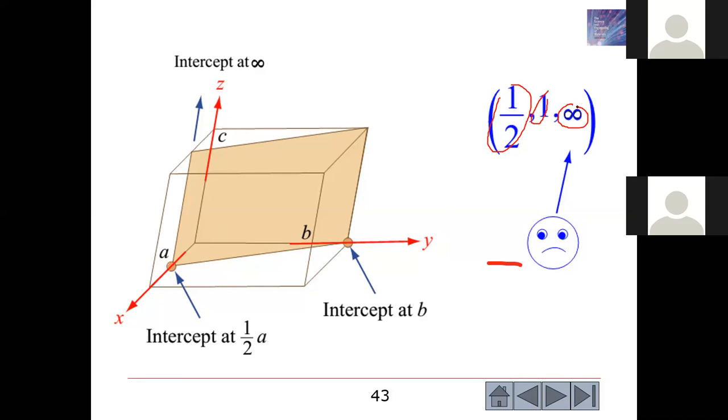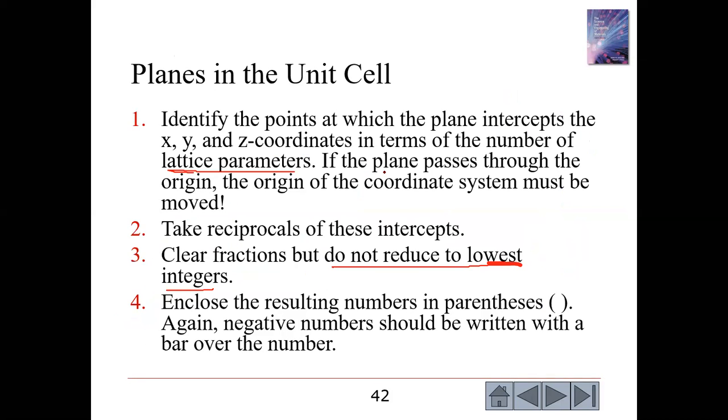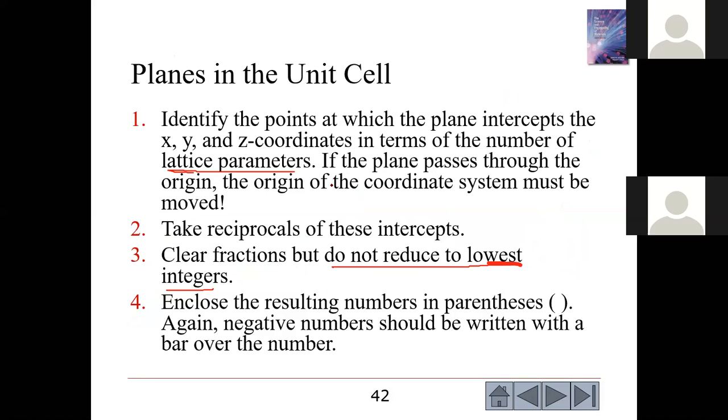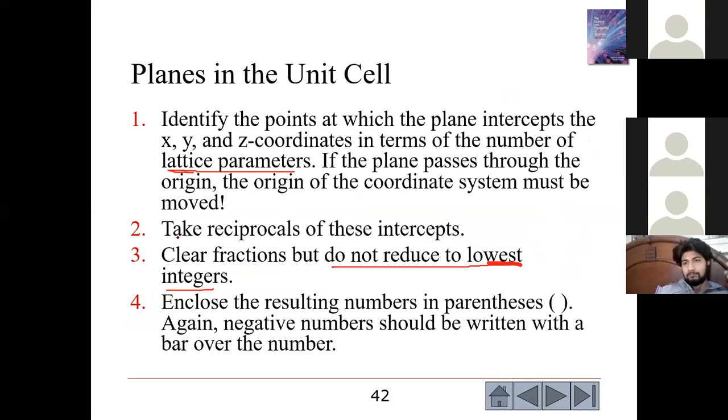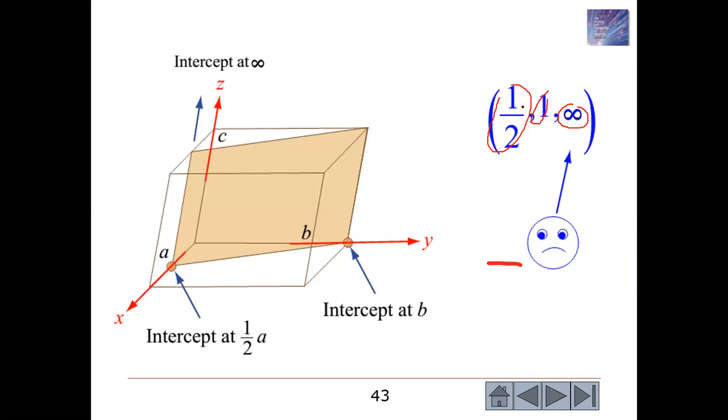With the z-axis it's infinite. Now the second step is to do what? If the plane passes through the origin, but it's not passing through the origin, right? So we do not need this at this point. The second step is to take reciprocal of these intercepts. So taking reciprocal of this will result in 2, reciprocal of 1 will result in 1, and reciprocal of infinity will result in 0, right? So these are the reciprocals of these coordinate points.